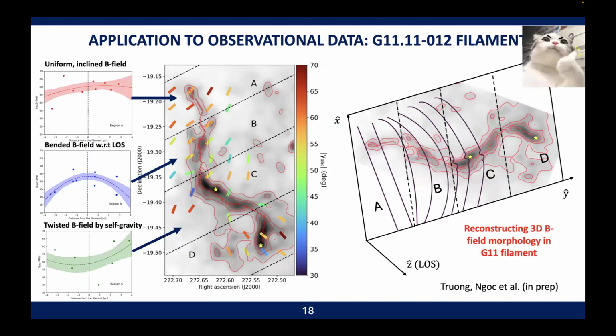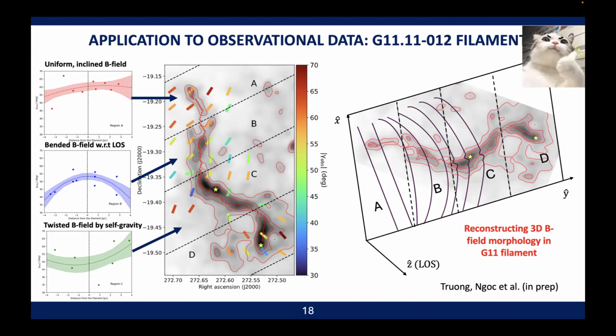From the information about the inclination angle, we can combine that with the 2D polarization angle that we get from the observational data in order to get the 3D morphology of the filament. Here we have three regions, A, B, C. The magnetic field shows to be perpendicular to the filament structure, and on the right here it shows the variation of the inclination angle from the outer to the inner region of the filament. So it is different in each region.